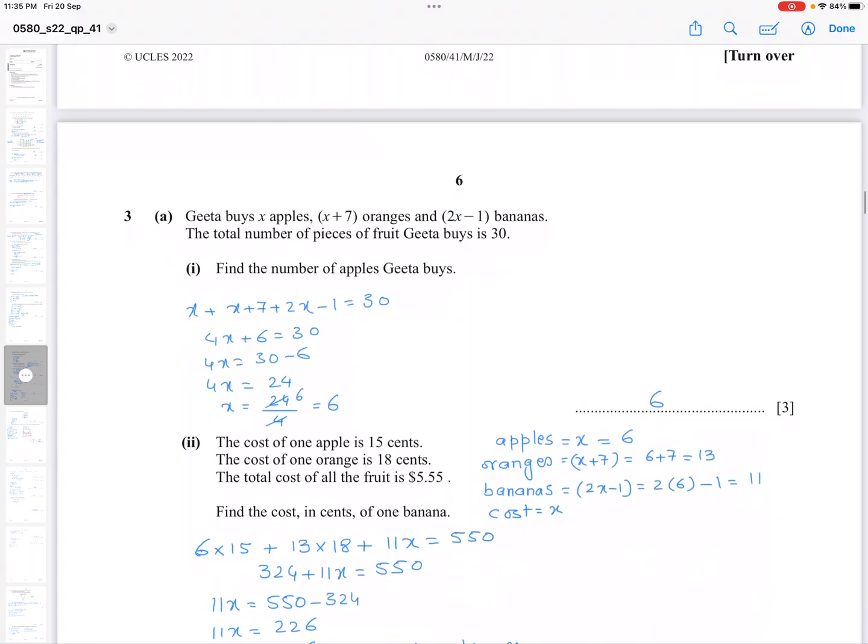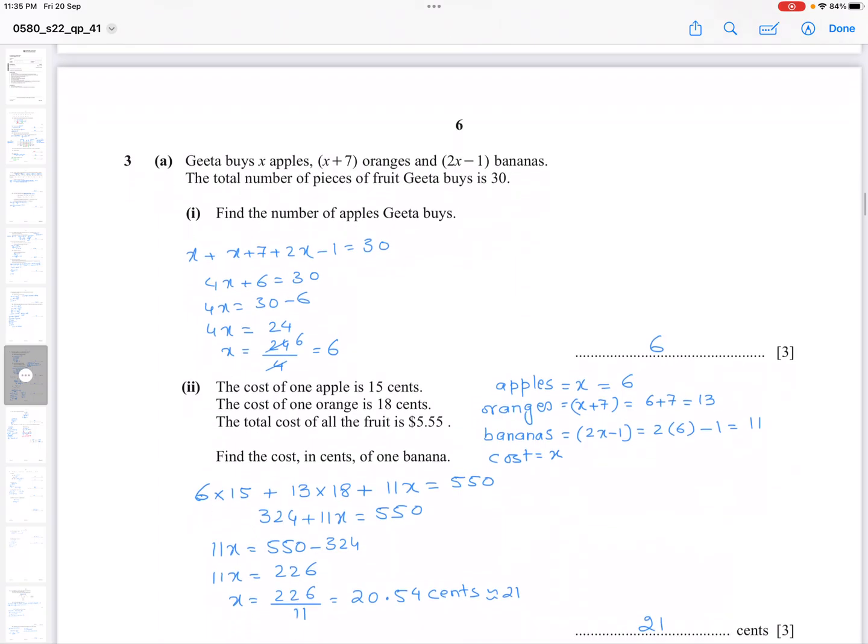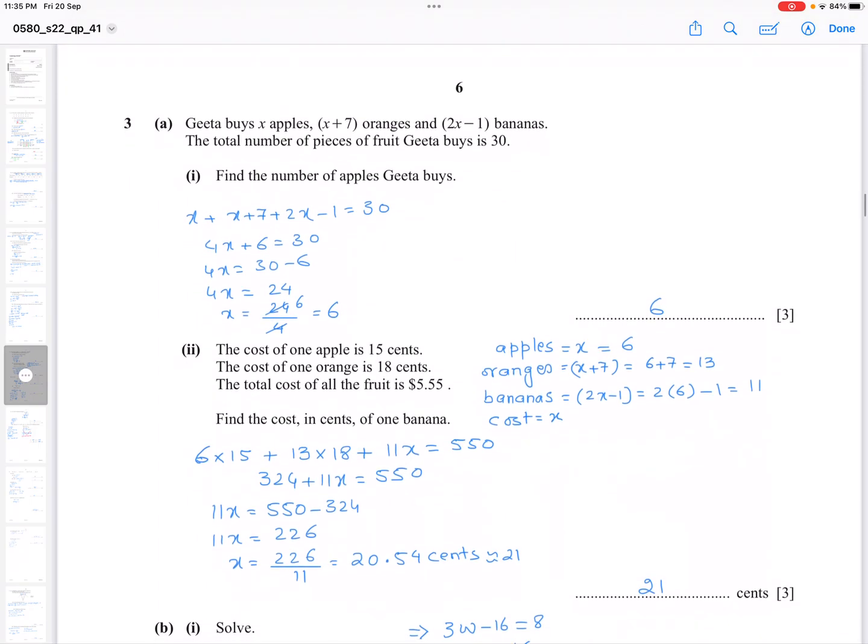Cost of one apple is 15 cents, cost of one orange is 18 cents, total cost of all the fruit is $5.55. Find the cost in cents of one banana. So apples were taken as x, and we found the value of x as 6. Oranges were x plus 7, so it means 6 plus 7, so oranges were 13.